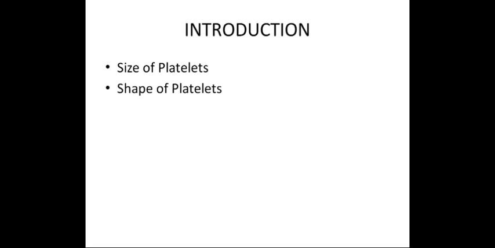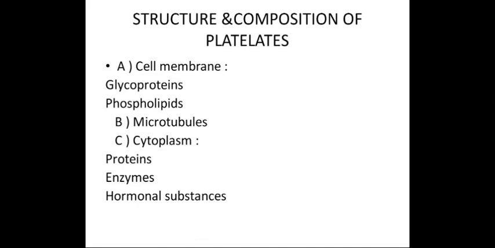Now we will see the structure and composition. The platelets are constituted by cell membrane, microtubules and cytoplasm. Now we will see about the cell membrane. The cell membrane of the platelet is 6 nm thick. The extensive invagination of cell membrane forms an open canalicular system. This canalicular system is a delicate tunnel through which the platelet granules extrude their contents.